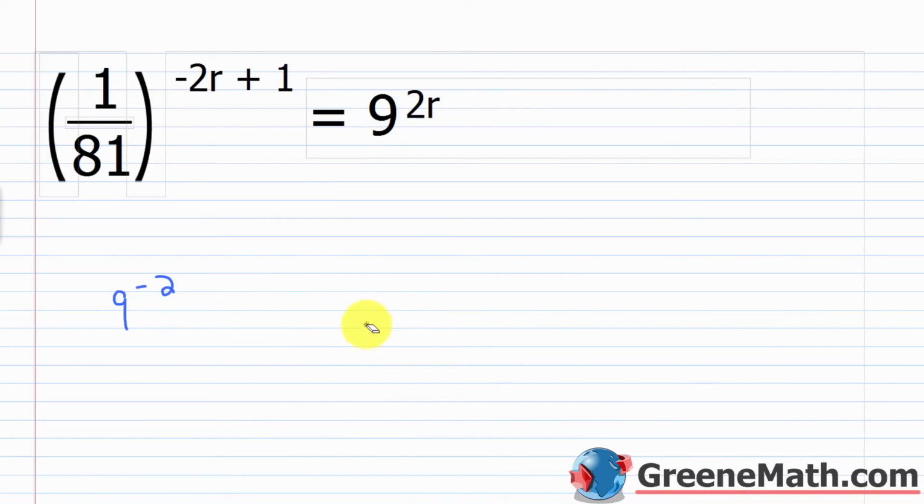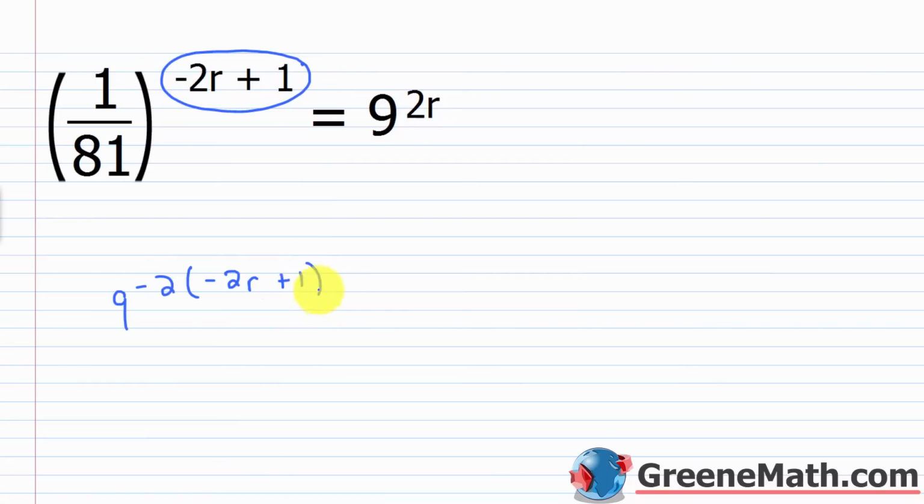So if I rewrite what's inside of parentheses here as 9 to the power of negative 2, remember this exponent right here has to multiply this guy right here. It's got to multiply the whole thing, so we're going to use some parentheses. So 9 raised to the power of negative 2 times the quantity negative 2r plus 1. And this is equal to 9 raised to the power of 2r. All right, so you'd have 9 raised to the power of negative 2 times negative 2r, which is 4r.